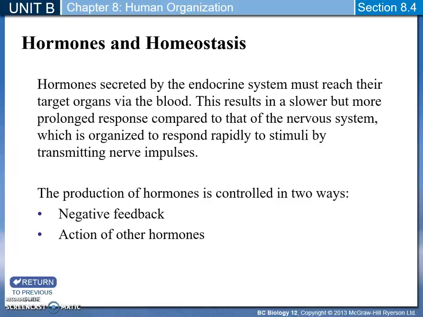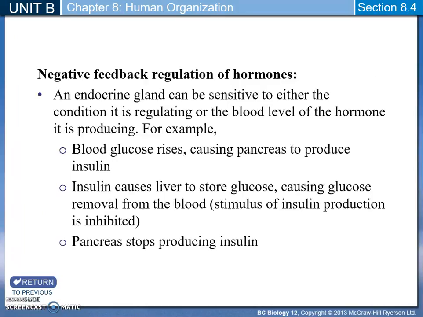So the production of hormones is controlled in two ways, either negative feedback or the action of other hormones. With negative feedback regulation, an endocrine gland can be sensitive to either the condition it is regulating or the blood level of the hormone that it produces. So for example, when blood glucose rises, it causes the pancreas to produce insulin, which thereby reduces the blood glucose level, and insulin causes the liver to store glucose, causing glucose removal from the blood. So the stimulus of insulin production is inhibited, and the pancreas stops producing insulin.